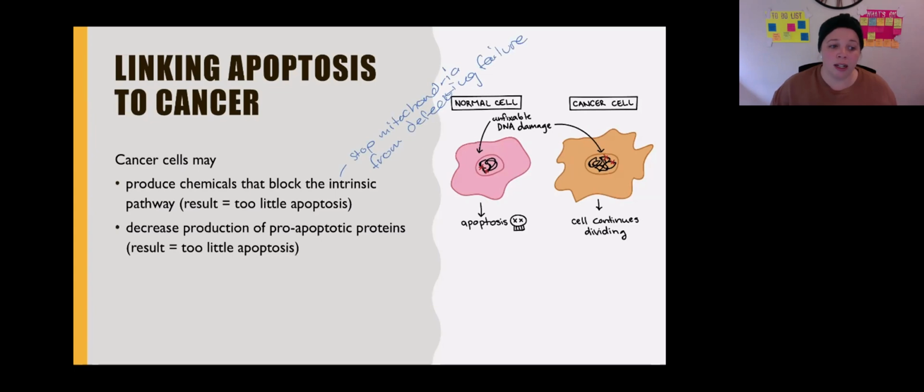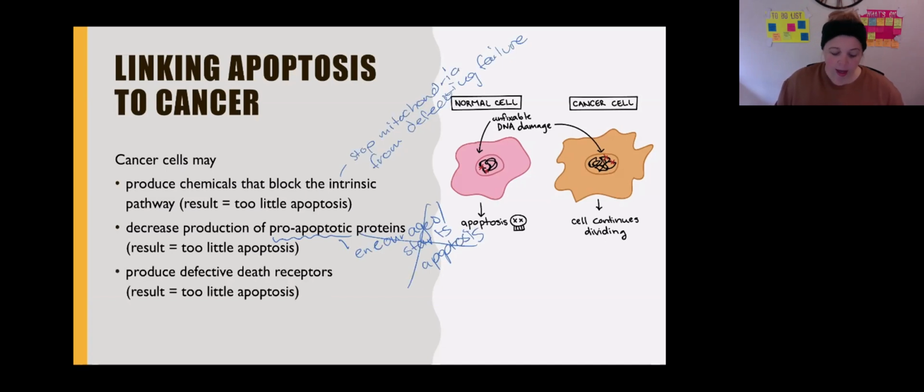Another thing is you might get a decrease in production of these pro-apoptotic proteins. So this is one of those kind of negative positive scenarios. So a pro-apoptotic protein is one that encourages or starts apoptosis. So if you don't have as many of those, then you cannot encourage or start apoptosis. As a result, you've got too little apoptosis.